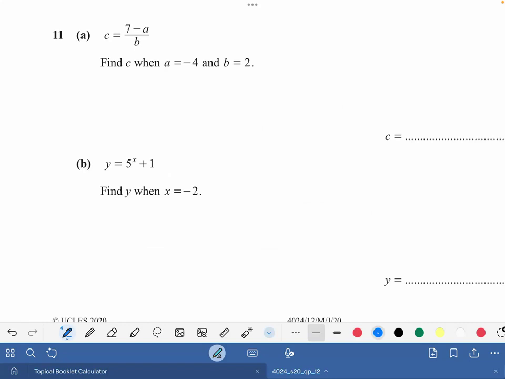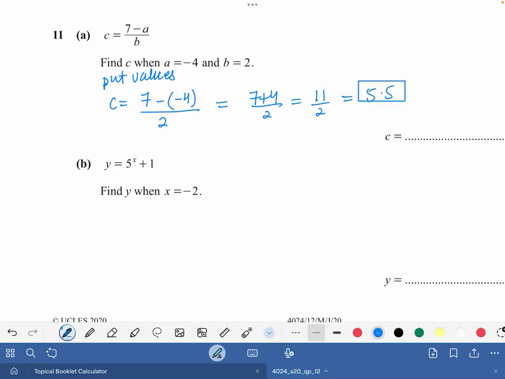a is equal to -4 and b is equal to +2. So just put values correctly. The values correctly put करनी है। 7 minus a is -4 itself, so right, use bracket, and b is +2. So minus minus is plus, so 7 plus 4 divided by 2. So 7 plus 4 is 11, and 11 divided by 2 is 5.5. So the answer is 5.5. Okay. Think about this question number 2.